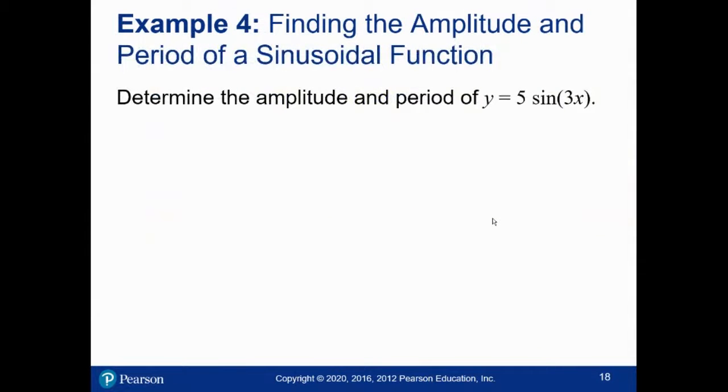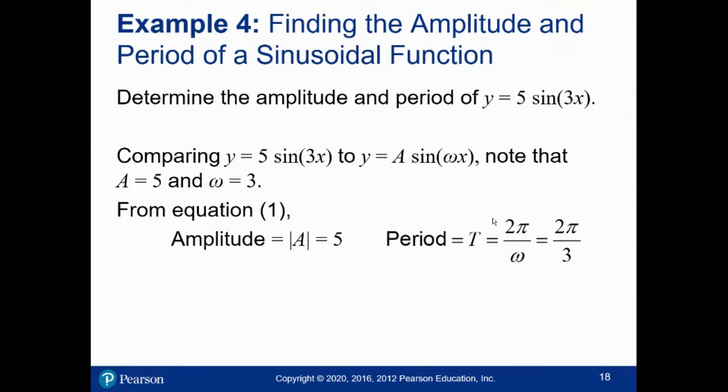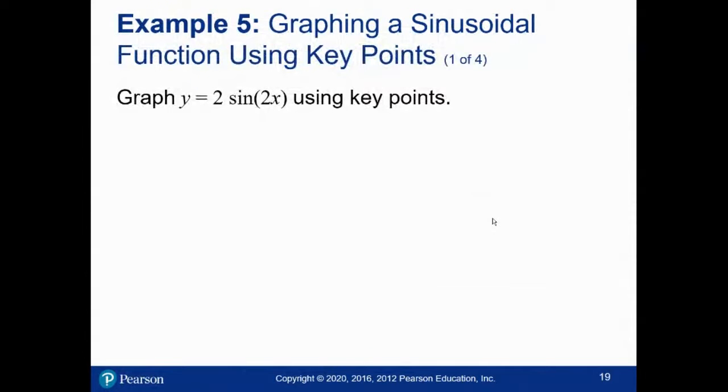So determine the amplitude and period of this function. Well, it's pretty straightforward. The amplitude is just the absolute value of the number multiplying the trig function, which is 5. The period is 2 pi over the number multiplying the input, which is 3, so 2 pi over 3. So we can use information like this to draw this graph using what are called key points.